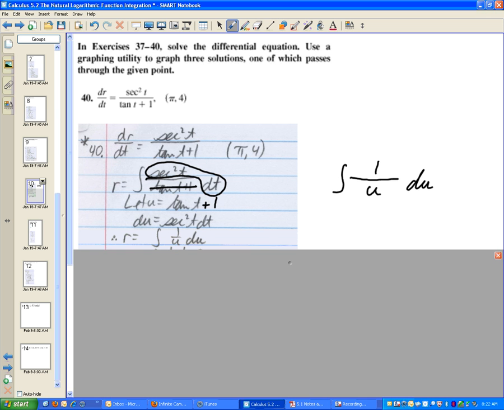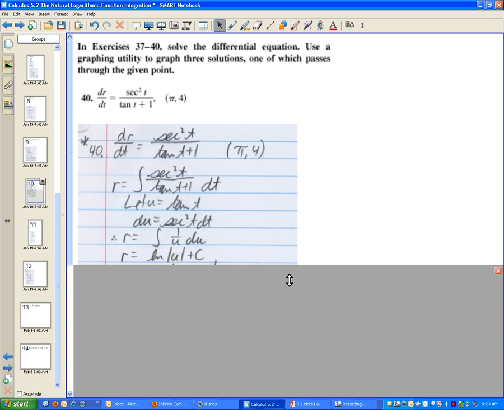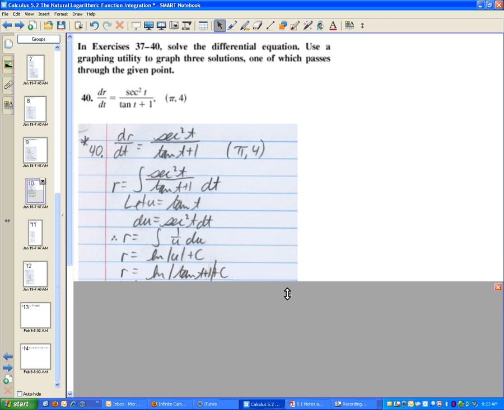So that's what r equals. r equals the integral of 1 over u du. All right, well, that's a lucky break. I know what the integral of 1 over u du is. It's the natural log of the absolute value of u plus c. And I even know what u equals. It equals the tangent of t plus 1. So replace u with the tangent of t plus 1. So that's our general solution.